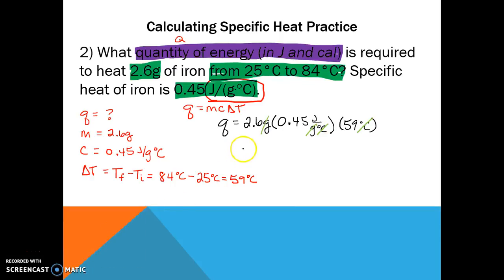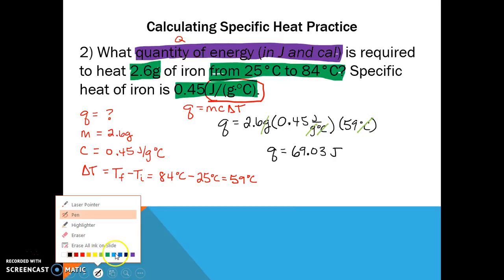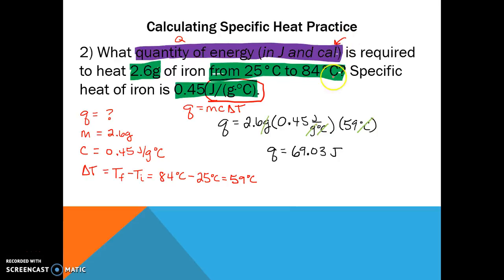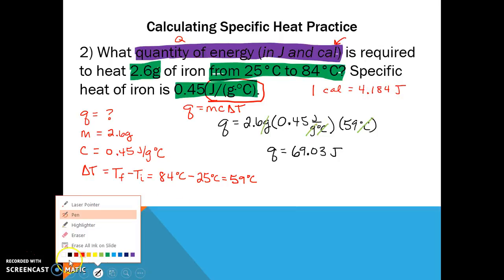So in order to find Q, I just pop in all of those numbers. They're all multiplied together: 2.6 times 0.45 times 59. So Q equals 69.03 joules. But I'm not done quite yet because it wanted both in joules and calories. So I know that joules and calories are related in that 1 calorie equals 4.184 joules.